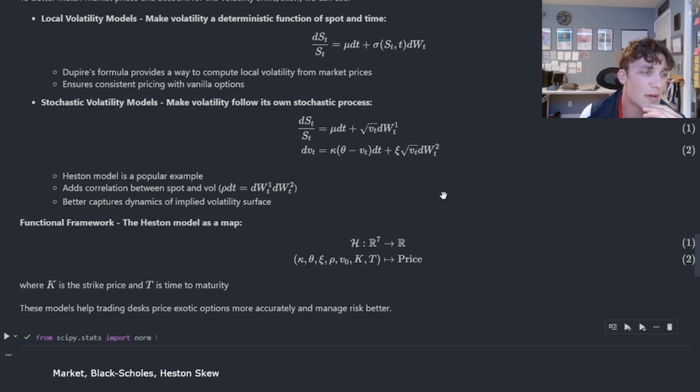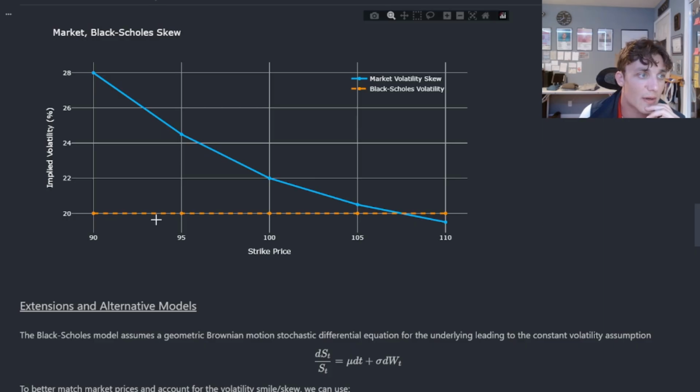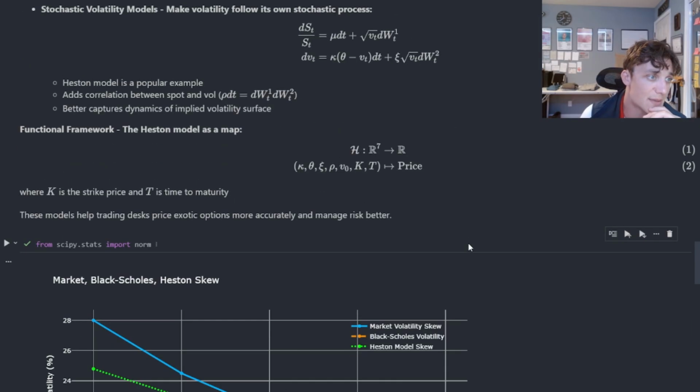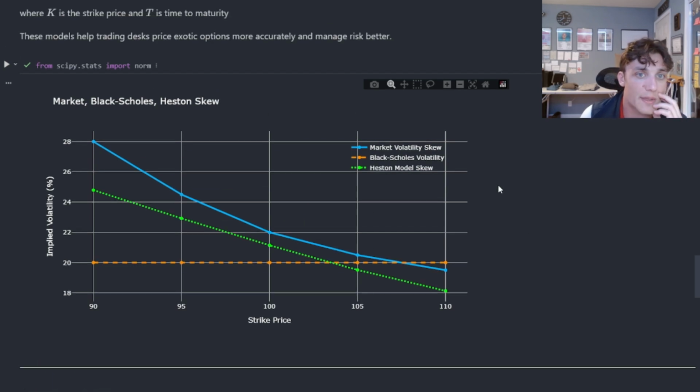How is this useful for us? Well, let's take a look at the skew. Remember, if we go back up to this chart here, if we use a Black-Scholes model, poor Black-Scholes down here, it's all flat. It doesn't fit the market skew. But let's look at a Heston model. That green line represents the Heston skew relative to this blue line, which is the market skew. And again, poor old Black-Scholes is assuming constant vol down here. But this is certainly more in line with the market prices. But we haven't even gone about tinkering with the parameters yet.